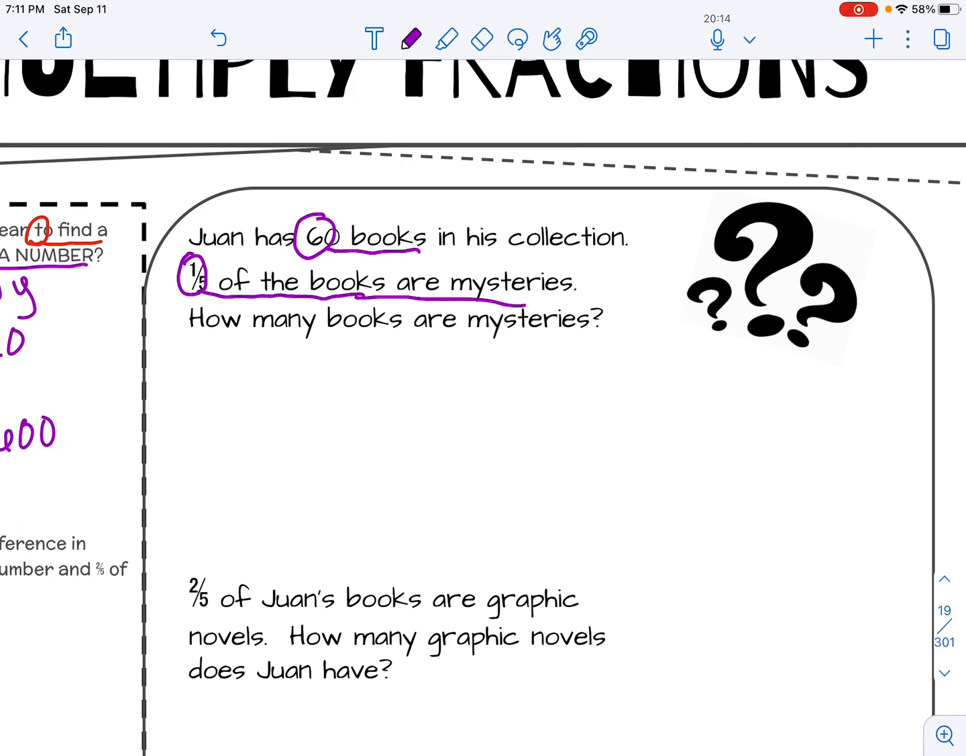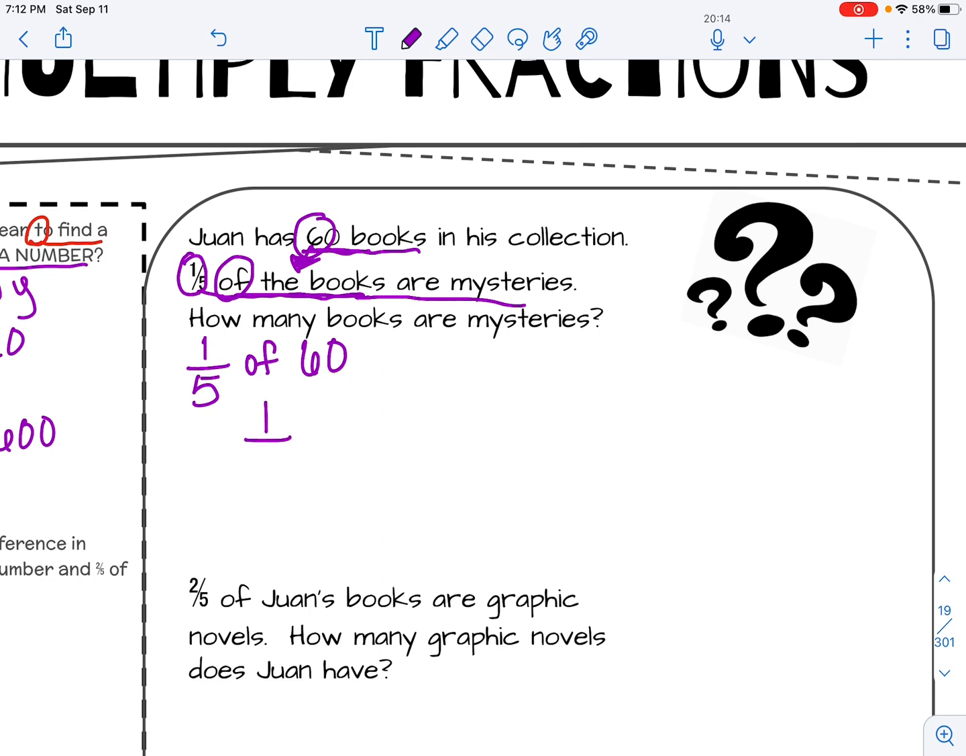Okay, so right here, as we're looking at the questions, we see that it says 1/5 of the books. Now, do we see a number that represents the books in our word problems? Yes, we do. It says he has 60 books, so 60 represents the books. So 1/5 of 60, which means we're going to multiply.